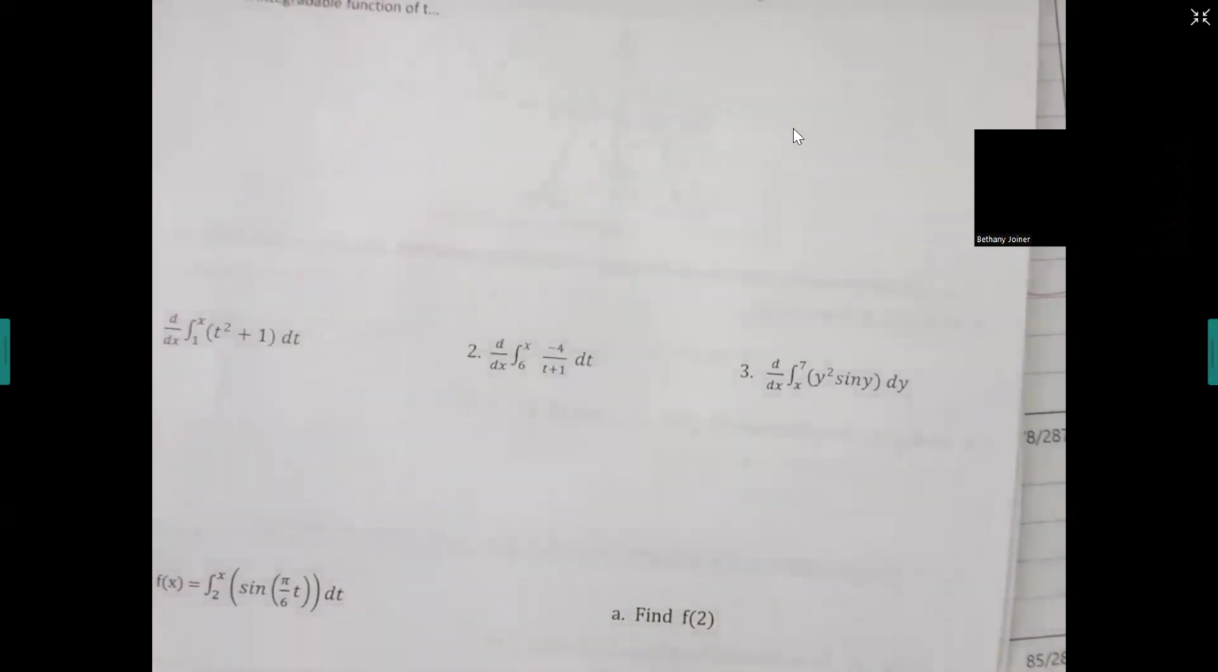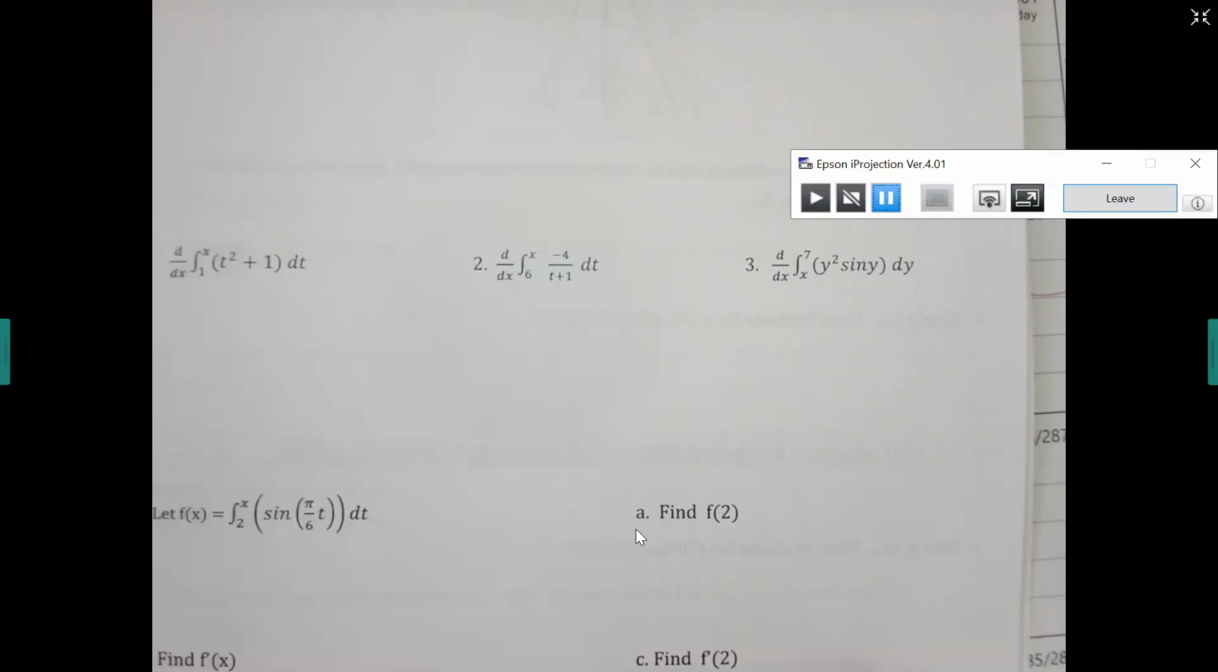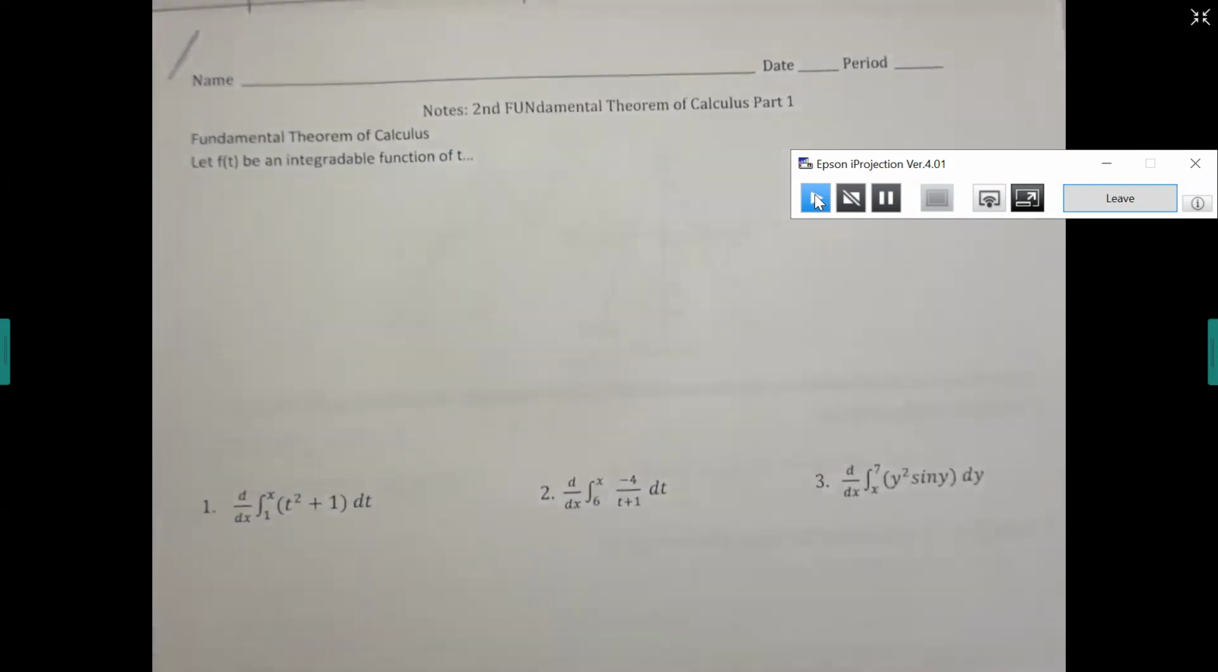Okay, our plan for today is to do the fundamental theorem of calculus. See how I put FUN in all caps? On the notes, it says fundamental. Oh, on the paper. Where? Okay. All right.